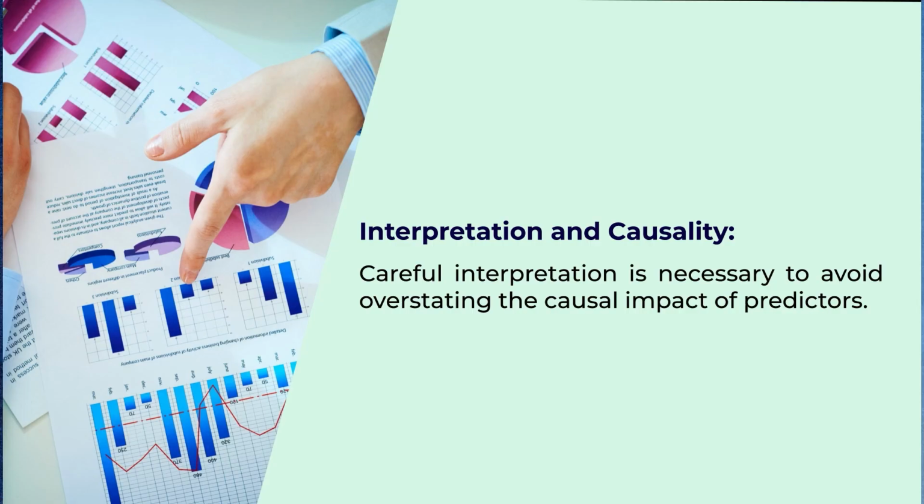Then the next key consideration is interpretation and causality. Regression coefficients quantify the relationship between each independent variable and the dependent variable, holding other variables constant. However, correlation does not imply causation. Careful interpretation is necessary to avoid overstating the causal impact of predictors.